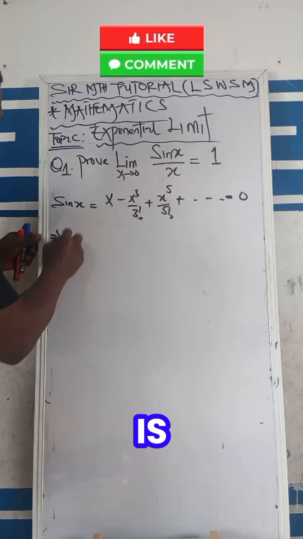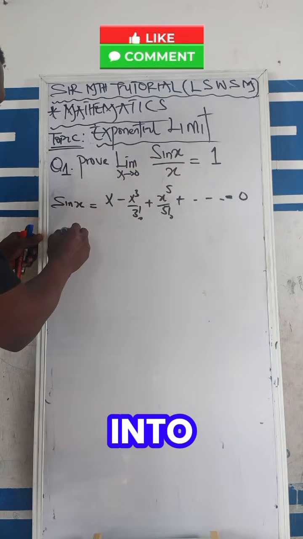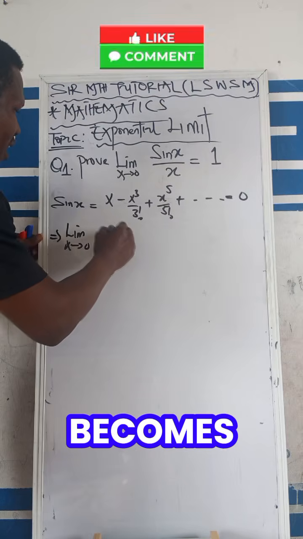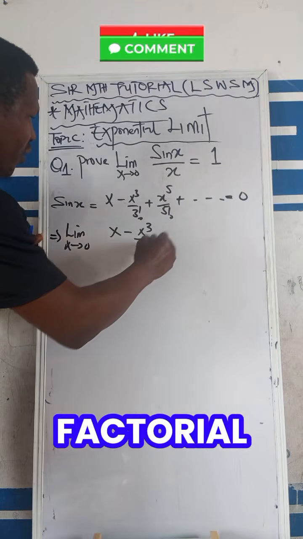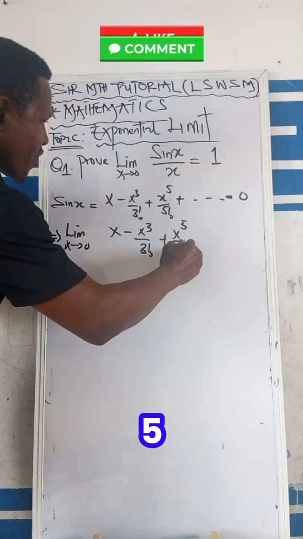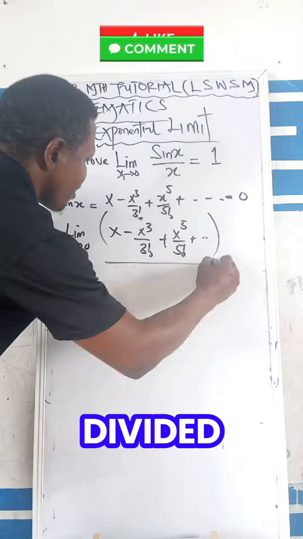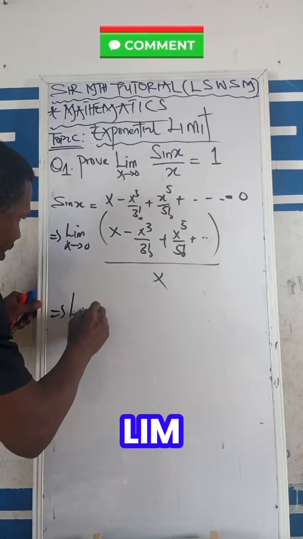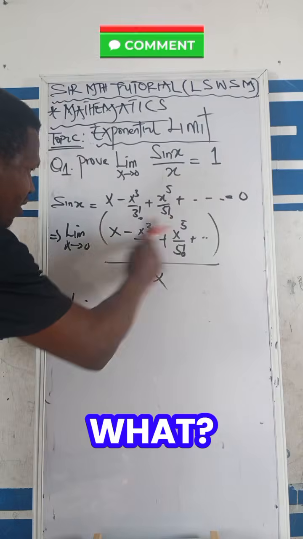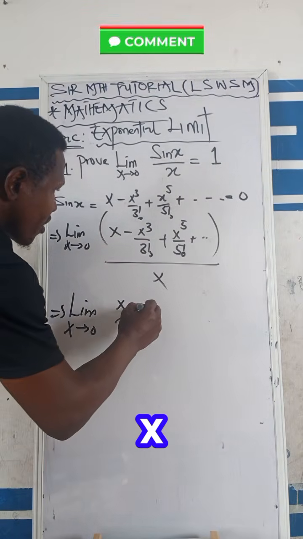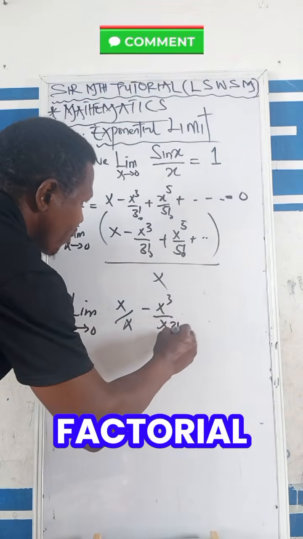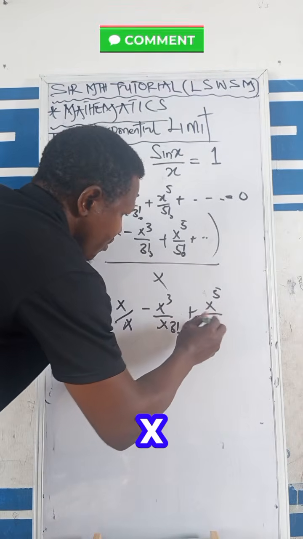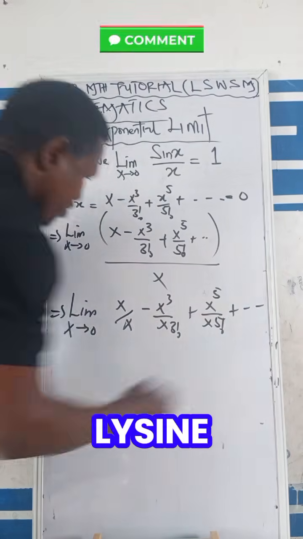The first method is saying that, using the operator rule, we substitute this into this. We have the limit of x tending to 0 of x minus x cubed over 3 factorial plus x raised to power 5 over 5 factorial plus ellipsis, close bracket, divided by x. So that will give us the limit as x tends to 0 of x over x minus x cubed over x times 3 factorial plus x raised to power 5 over x times 5 factorial plus ellipsis.